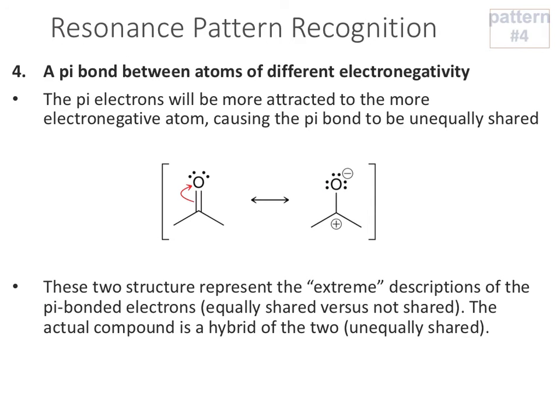The fourth pattern is probably the simplest. It's when you have a double bond or a pi bond between atoms that have different electronegativity. The most common thing we'll see in here is a C double bond oxygen. And in this, to draw the resonance, you just simply are going to move the 2 electrons in this pi bond up onto the oxygen atom to create a third lone pair. And in doing so, you end up with a negative formal charge on the oxygen and a positive formal charge on the carbon. These 2 structures represent the extreme descriptions of the pi bonded electrons, and the actual compound is a hybrid of the 2.